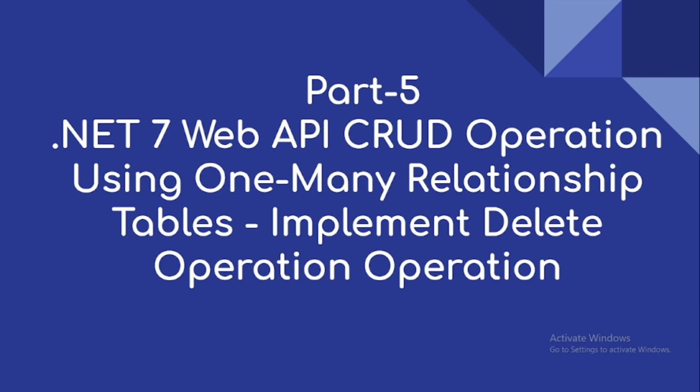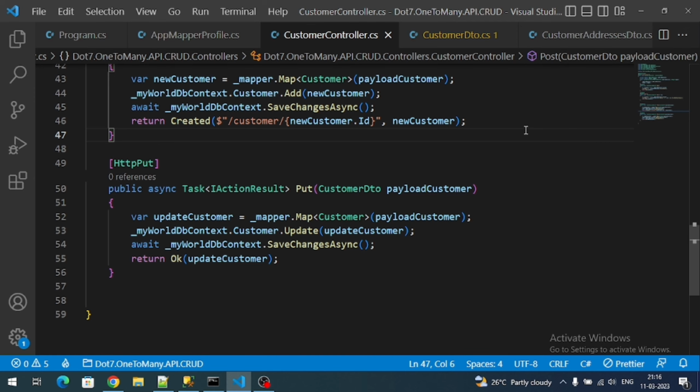So this is part 5 video on .NET 7 Web API CRUD operation using one-to-many relationship table. Here in this video, our main goal is to implement the delete operation. Okay, let's implement the delete operation in such a way that on deleting the record in the parent component, means the customer component, it will automatically delete the child component, means the customer address component.